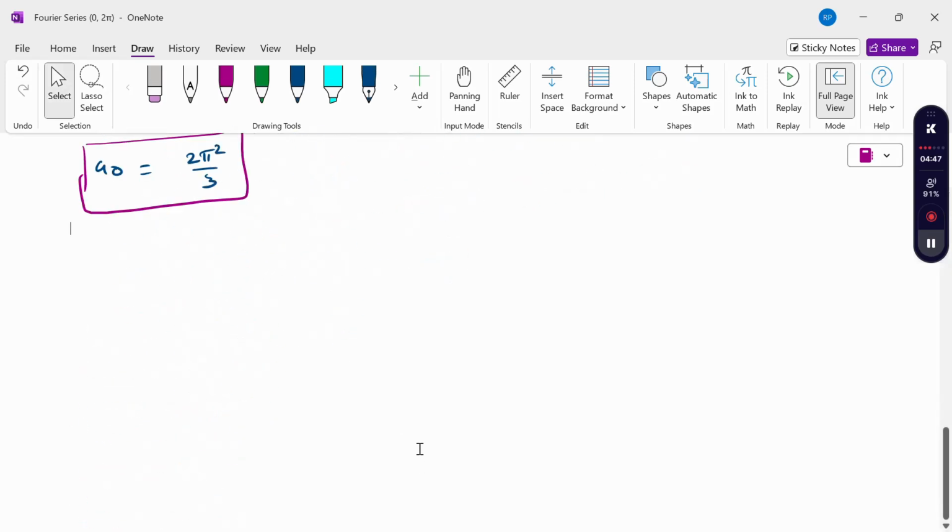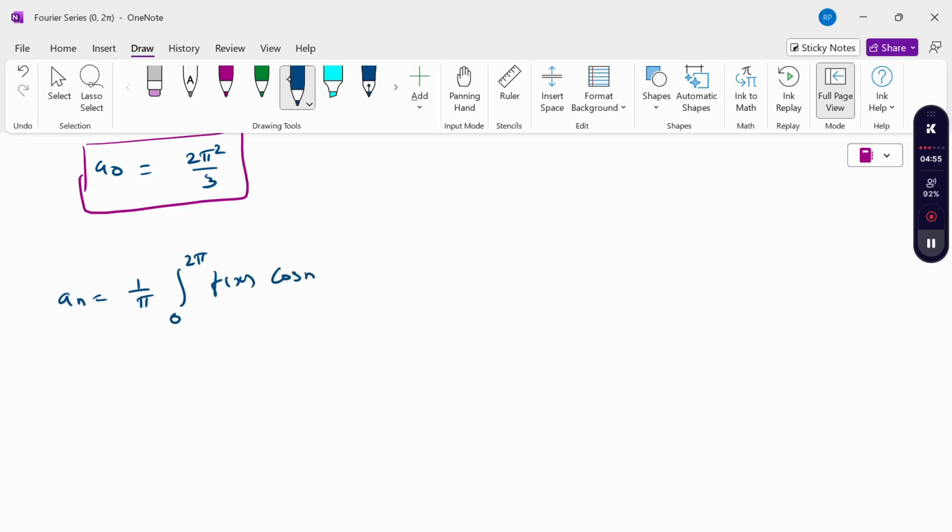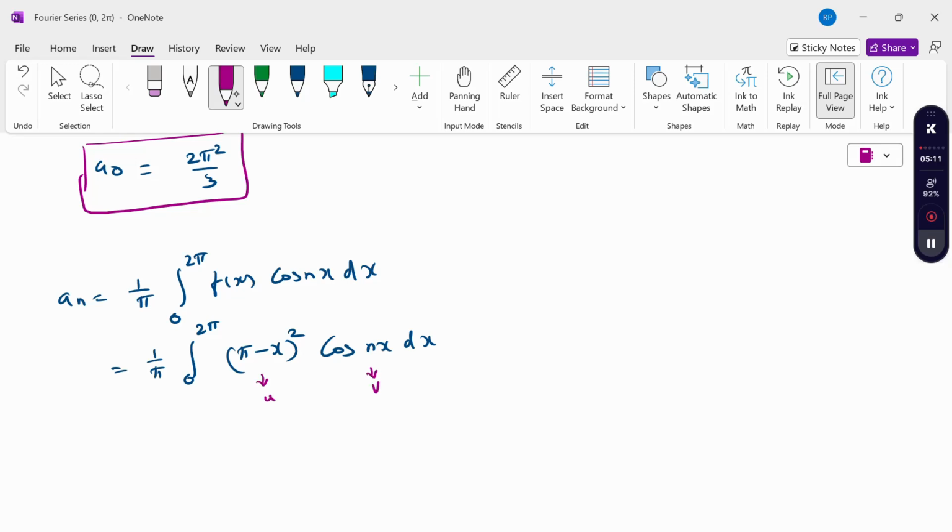And then find a n. a n is 1 by pi integral 0 to 2 pi f of x cos nx dx, so now 1 by pi integral 0 to 2 pi (pi minus x) whole square cos nx dx. Now consider this as u and this as v. Using Bernoulli's formula, the integral of uv dx equals u v1 minus u dash v2 plus u double dash v3 and so on.